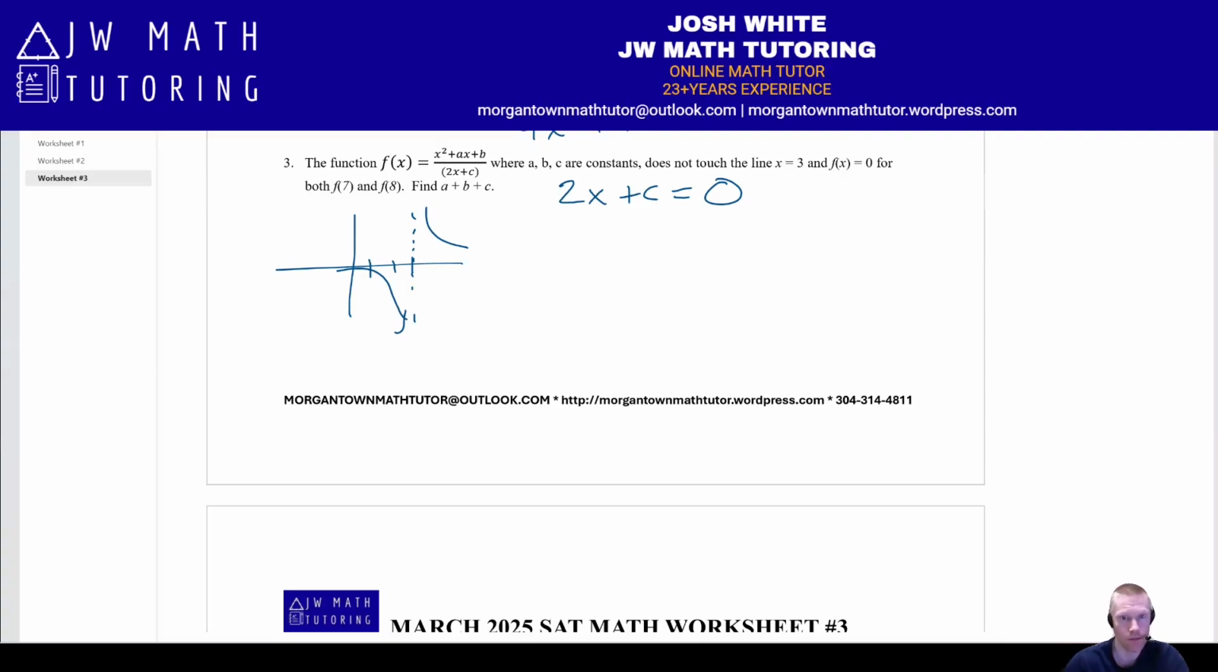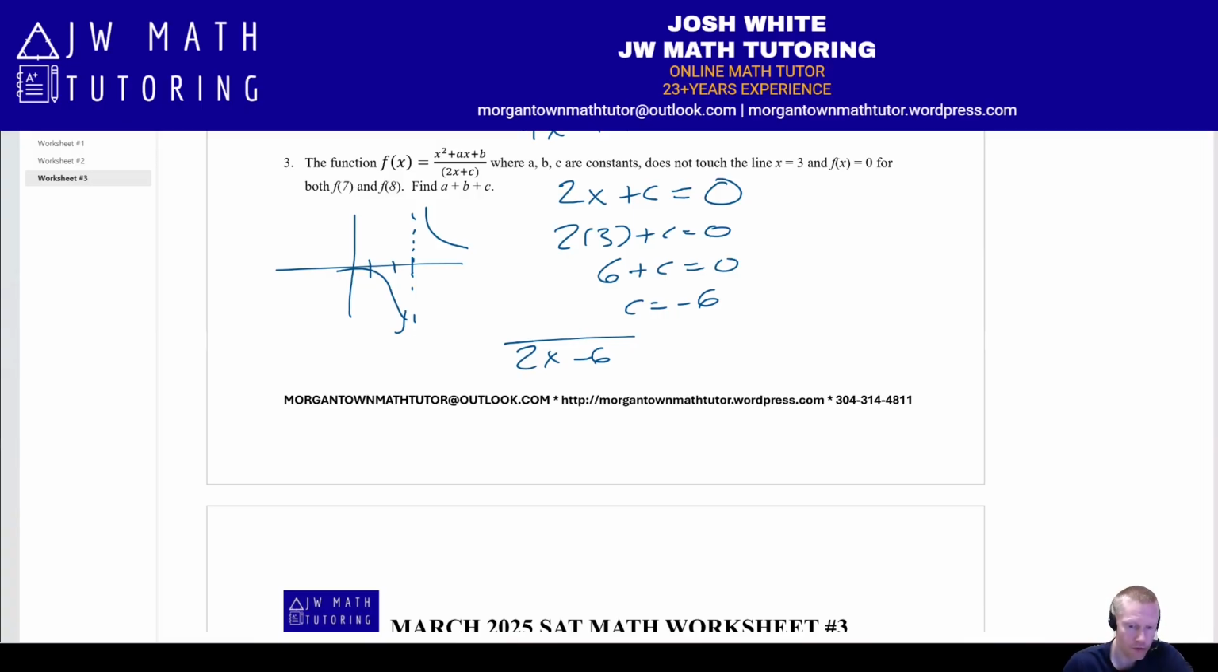That's basically what causes this does-not-touch-the-line situation, i.e. a vertical asymptote, to happen. So you plug in 3 for x, and 6 plus c equals 0. So that's how you know that c equals -6. All right. Now, from the numerator part, so you've got 2x minus 6 on the bottom. They tell you that both f of 7 and f of 8 are zeros.